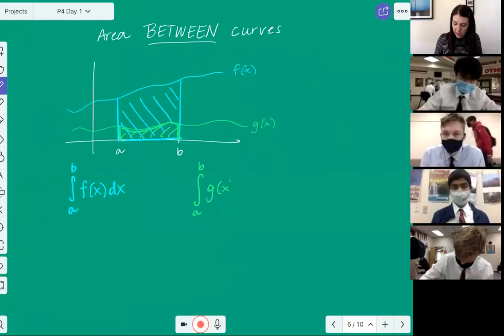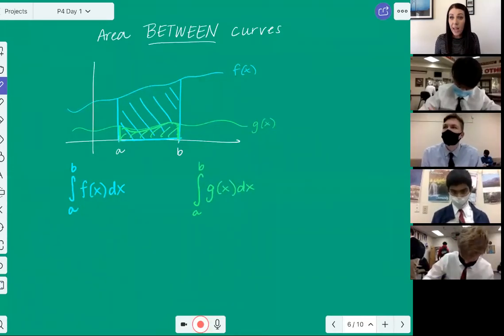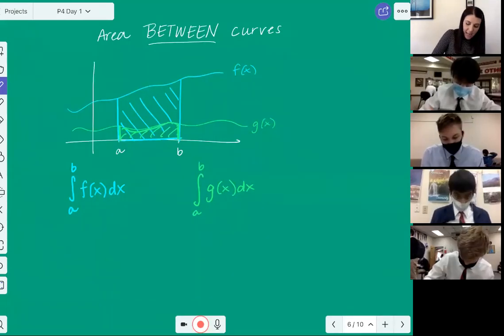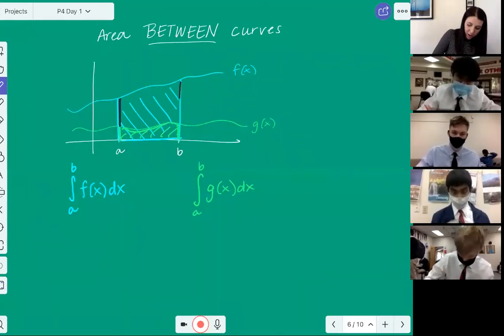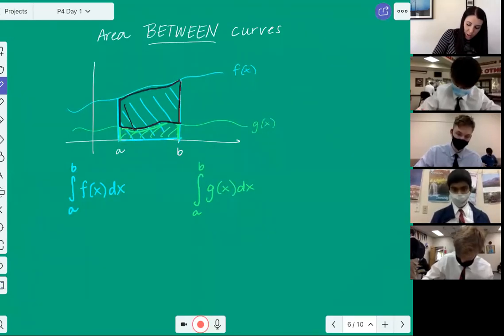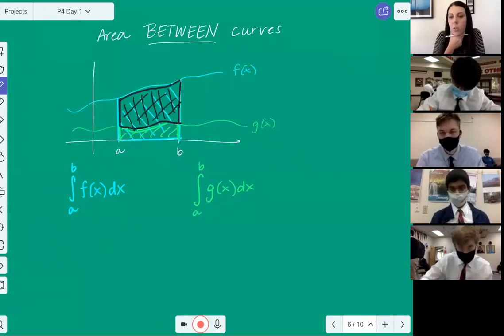g of x dx. Now, what you're often going to be asked to do is to find the area between two curves, meaning the area I now want is actually this difference of area. So I want this area, the area between these two curves. Unmute if you think you know how we would find that area between those two curves.